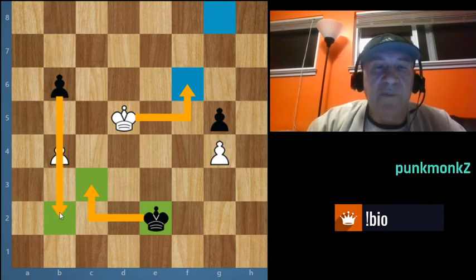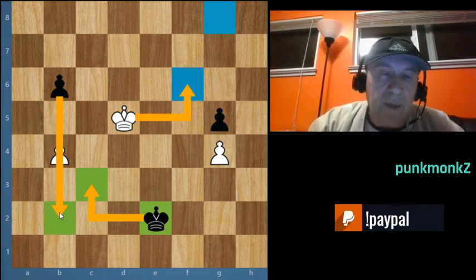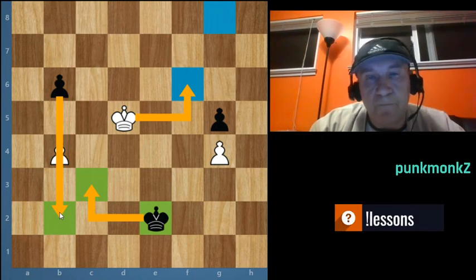So both sides have made 8 moves. And whose move is it here? It is white to play here, right? It is white to play. Okay, it is white to play. And what does he do?